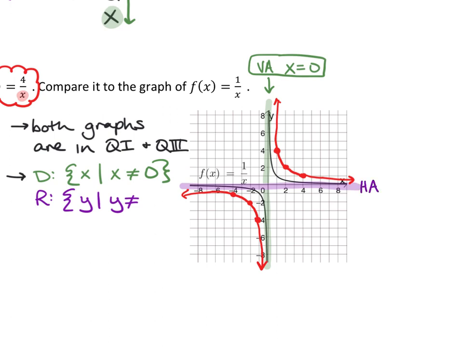And what value is my horizontal asymptote at? What level? Did I move it up or down? So it's still at 0. So that's the number I have to throw away out of my range. So the conclusion we draw here is that these two graphs have the same domain and range.